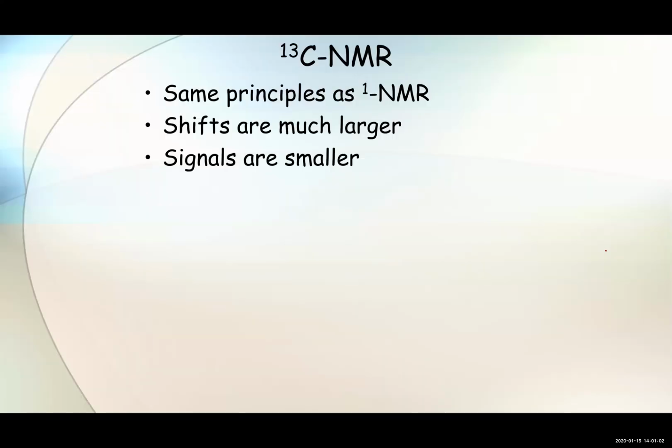All right, carbon NMR. So we can do proton NMR and we can do carbon NMR. There are a lot of techniques for proton NMR. For carbon NMR, I think there's actually maybe more. Same principles as proton NMR. We just look at a different frequency range. If I remember right, the frequency range for carbon is lower than that of hydrogen.